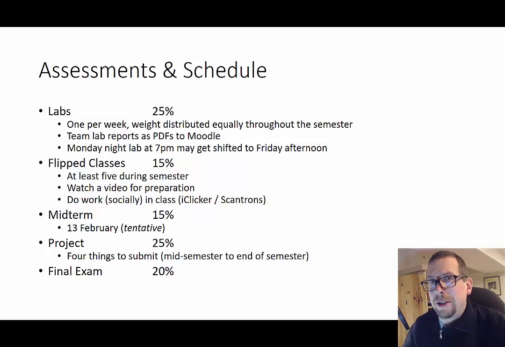After that, there's that midterm that we have to do. It's worth 15% of your grade, and it's tentatively set for the 13th of February. There is a project that's due in this class. It's broken up into 4 different aspects, and that starts sort of mid-semester and goes on until the end of the semester. And it builds up, sort of spirals up, one piece at a time throughout the semester. Finally, there's a final exam. It's worth 20%, and it'll be held sometime during the final exam period.